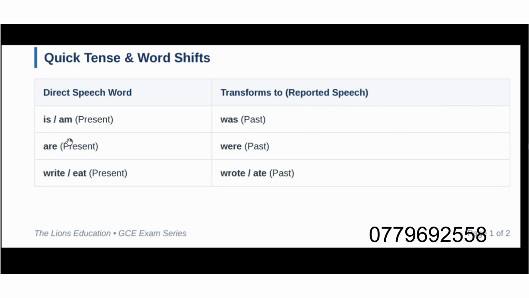If the direct speech word are is used, remember in your transformation in a reported speech, you will use were. Are dancing, because are is used when the subject is plural. Are you replace with what? Were. They are dancing, they were dancing. What about write or eat? Write becomes what? The past tense. What's the past tense of eat? It is ate.